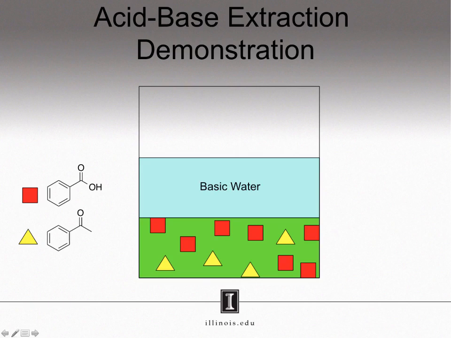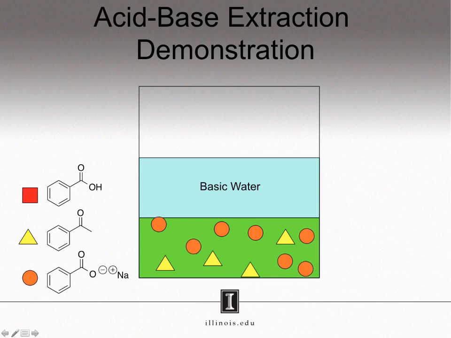The base in my water will react with the carboxylic acid in the organic layer, turning my carboxylic acid into a salt, which you can see here now represented by the orange circles. And you know that salts are very polar, and that salts prefer the aqueous layer. If salts prefer the aqueous layer, they should partition themselves and move into the aqueous layer. Thus, we have successfully separated one of our compounds from the other.